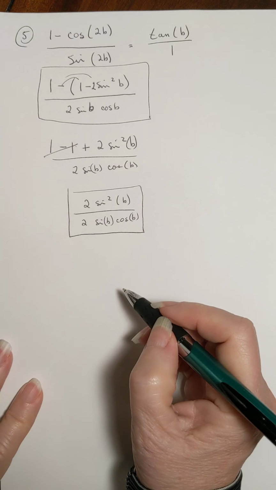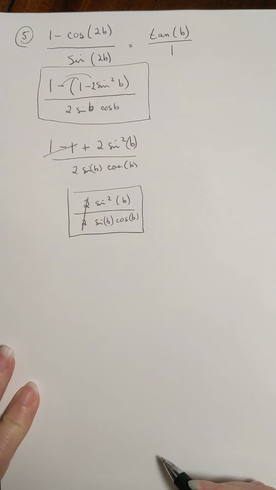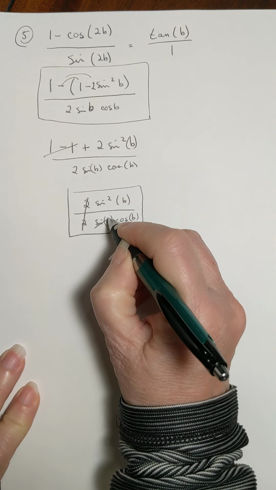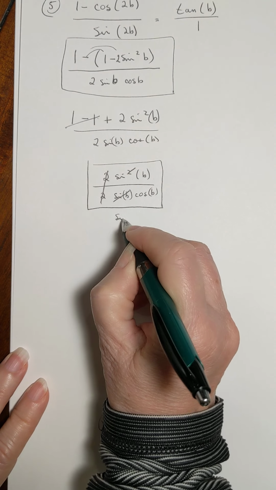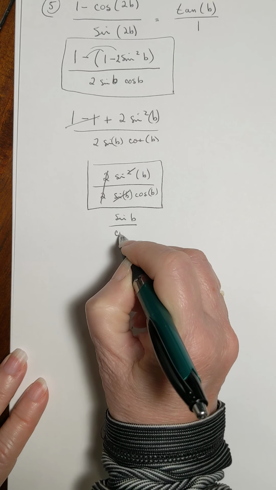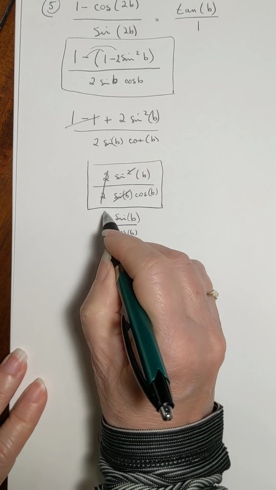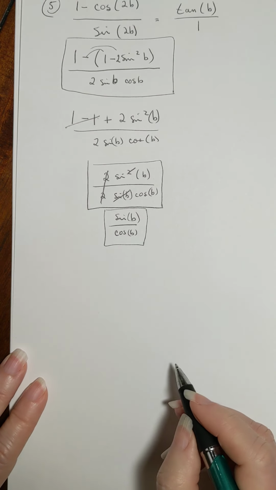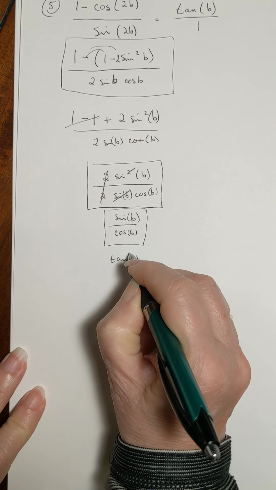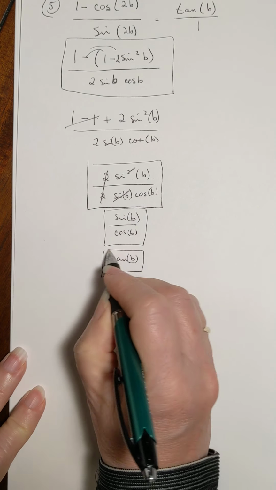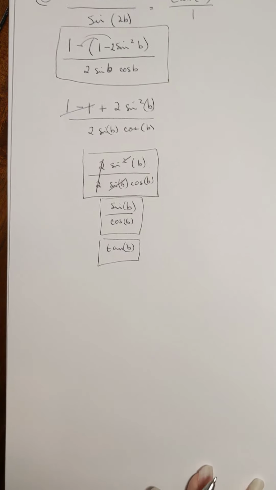And then notice I can cancel the 2 2's. I can cancel the sine of b with one of these sines of b, and I get sine of b over cosine of b. And that's what they want in the next little block. And then finally you can say that's equal to the tangent of b. And I don't know why they put it over 1. You can put it over 1 if you want, or you can just leave it as the tangent of b.